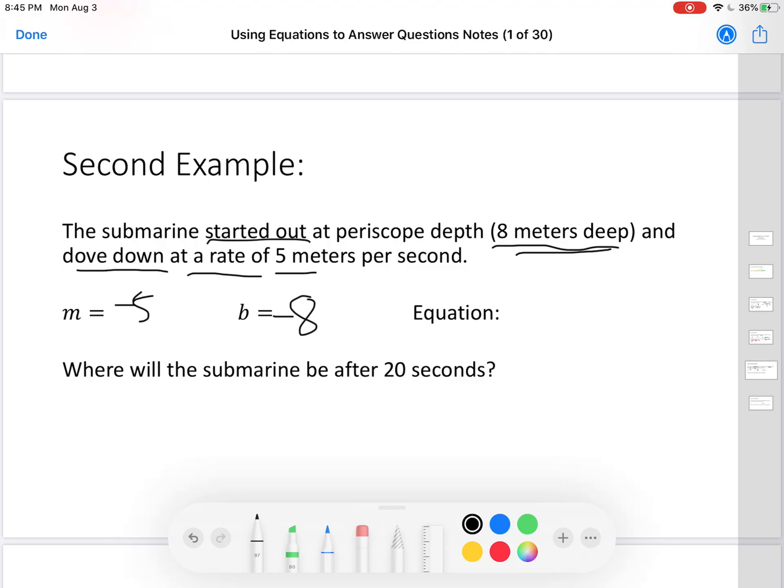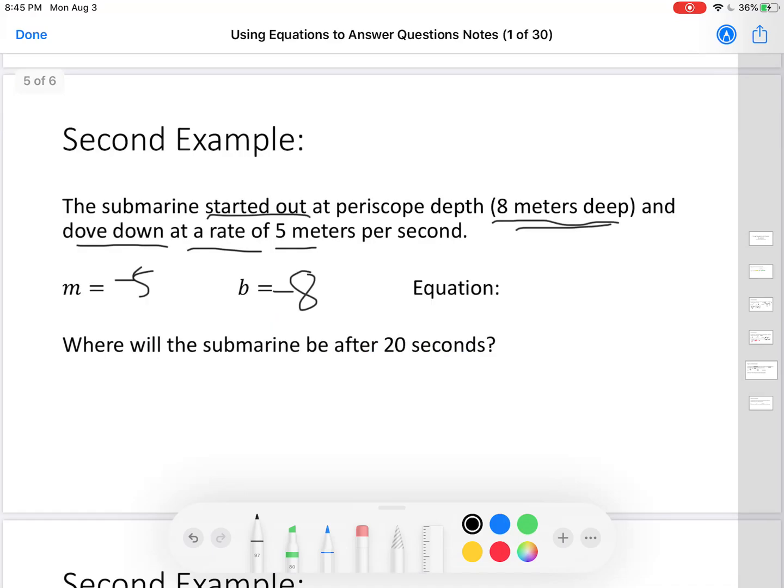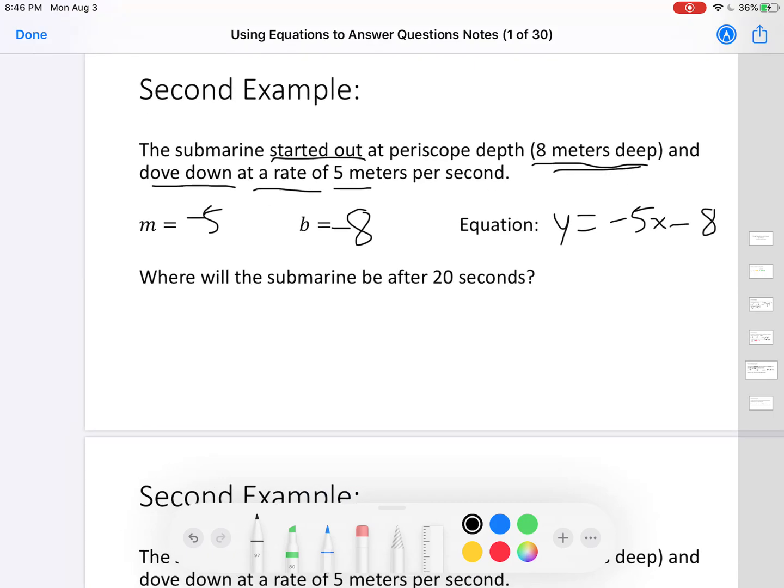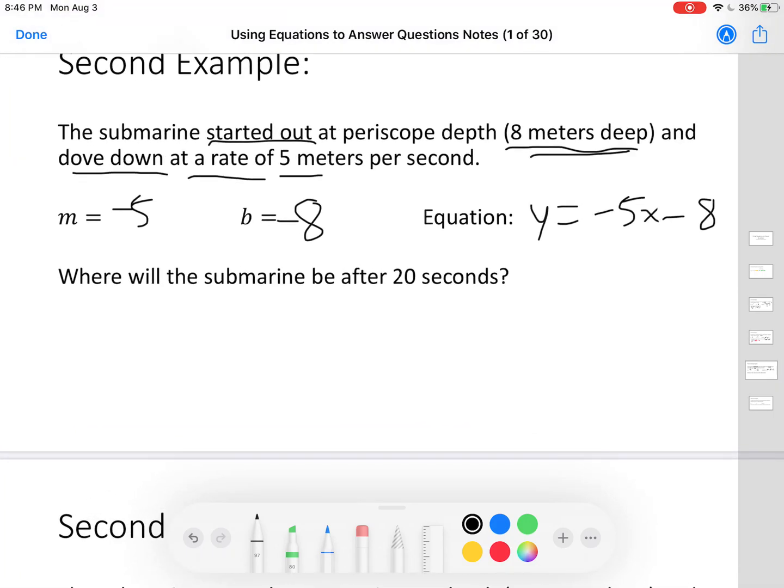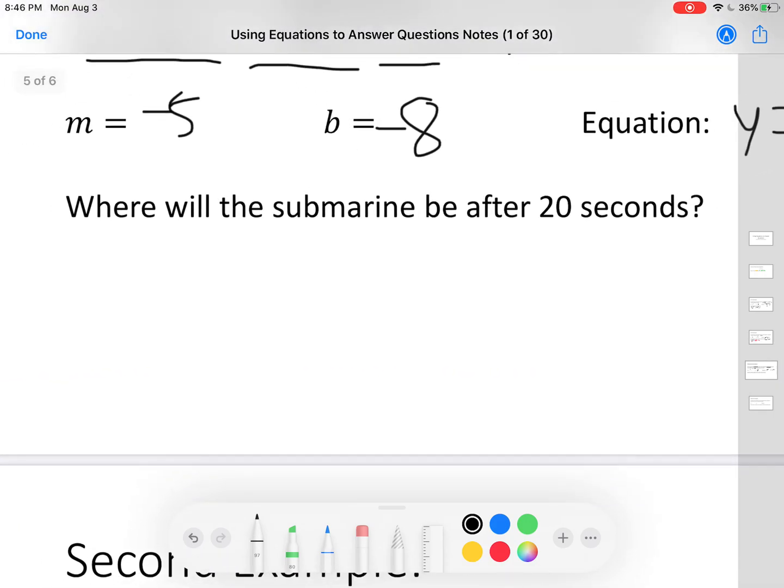The equation, remember, y equals mx plus b. So the equation must be y equals negative 5x. Now I could put plus negative 8, but that's a lot of writing. So instead, I'm going to put minus 8. It means the exact same thing as plus negative 8, but it's shorter, and shorter is always better. Okay. Where will the submarine be after 20 seconds?